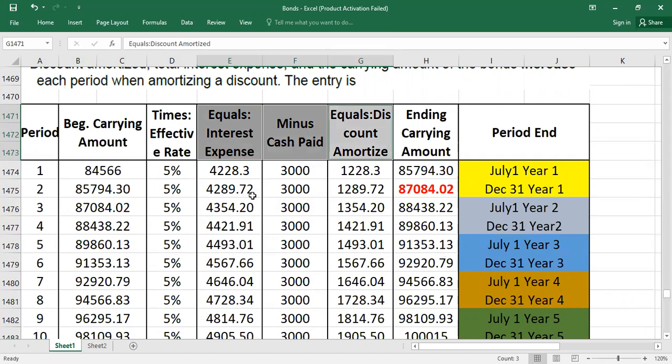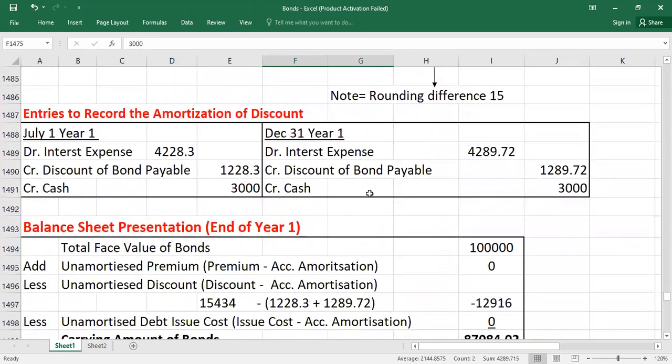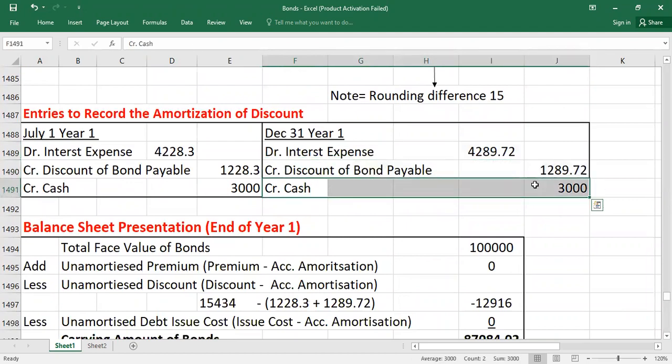Same way, in the second 6 months, I mean on 31st December year 1, again I will debit interest expense with this value, credit discount on bonds payable with this value, and credit cash. So you will pass the same entry and use the same columns: debit interest expense, credit discount on bonds payable, and credit cash. Even throughout the 10 periods, you will pass the same entry but use the values from the relevant periods.